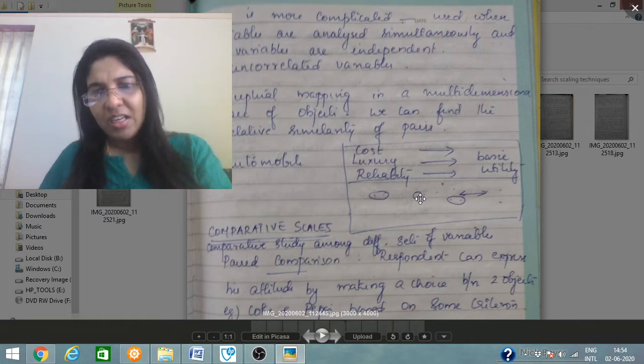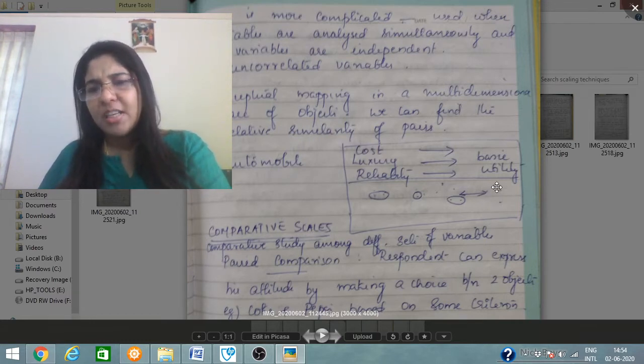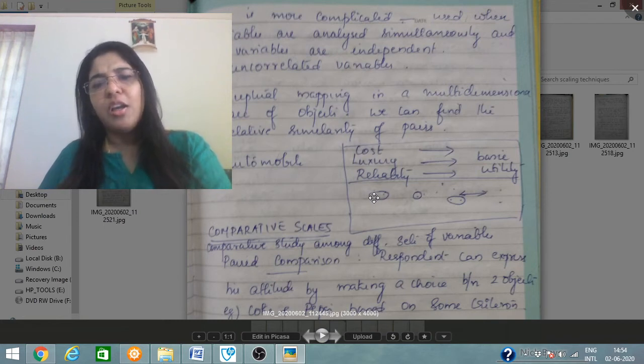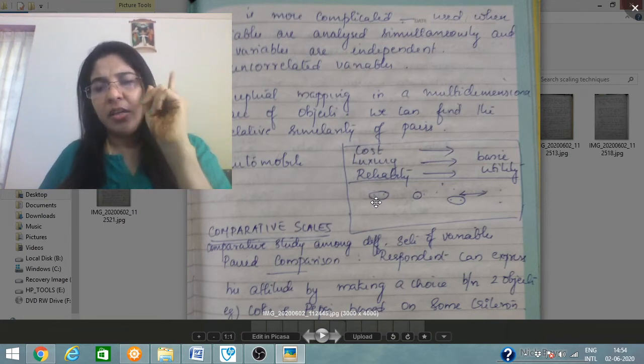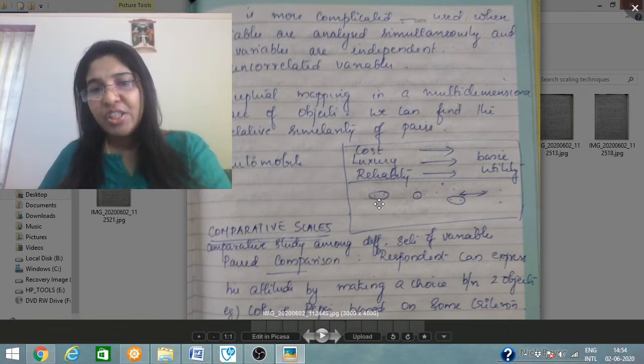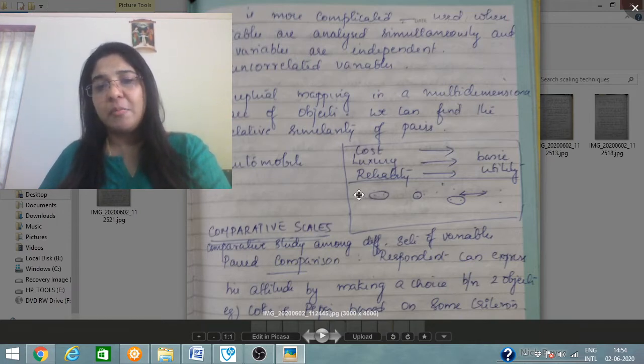Here it is moderate between reliability and basic usability, or cost and basic utility. Here it comes to the basic utility types of cars, like your Wagon R, your Swift, etc. may come here. Here your BMW, highly luxurious Volvo, all these types of high priced vehicles may come here. So this is a particular space.